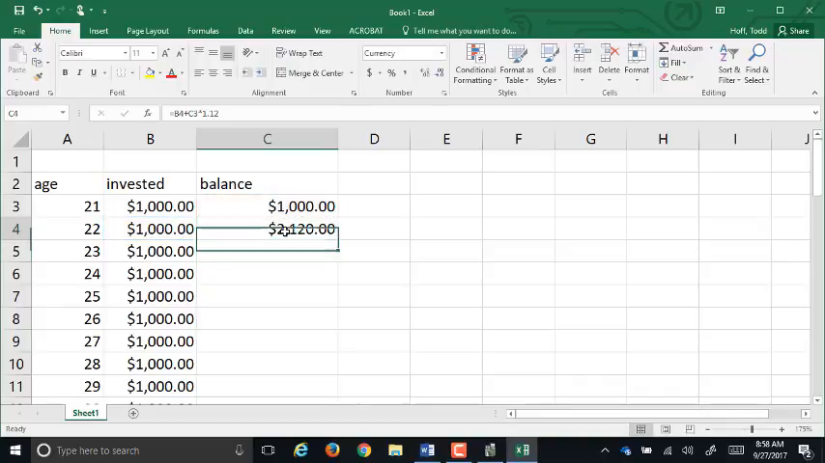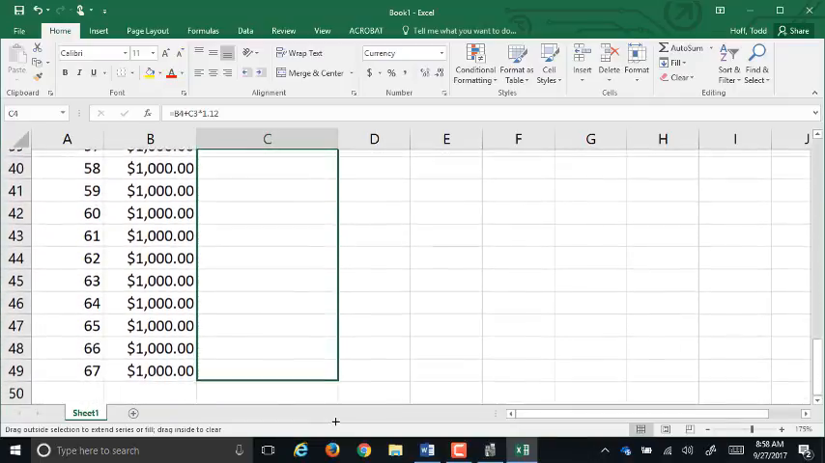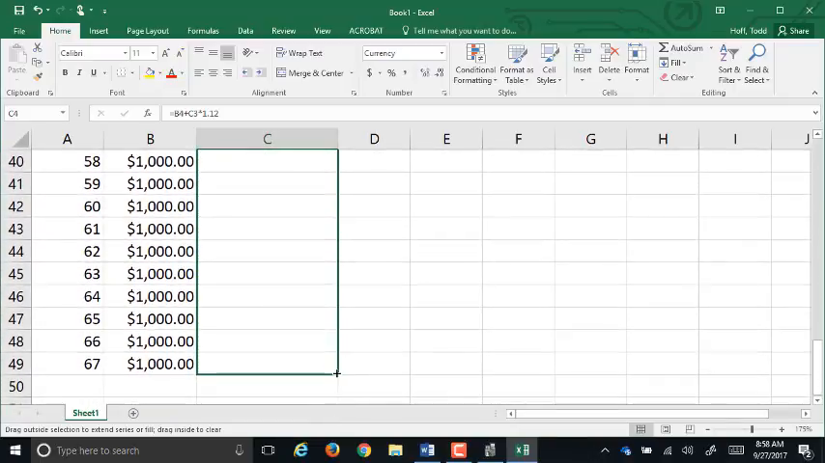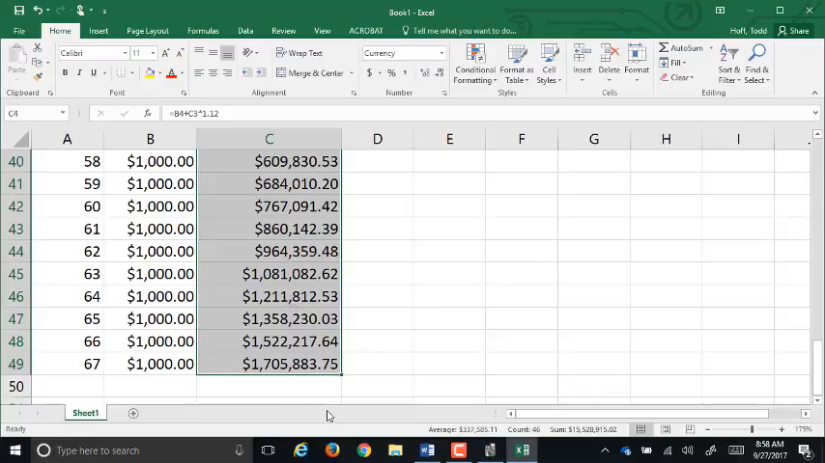We're going to go 12% return here. That $1,000 a month, or $1,000 a year, I should say, starting at 21, going to 67. Anybody want to guess? You would be a millionaire in your retirement. 1.7 million.